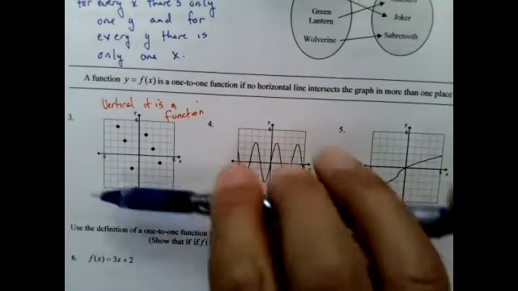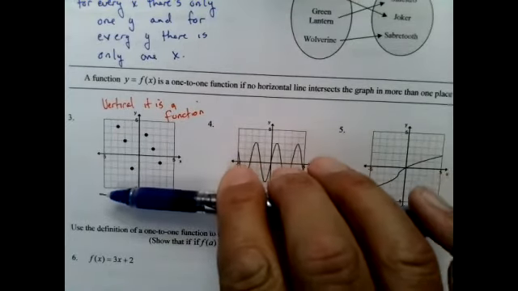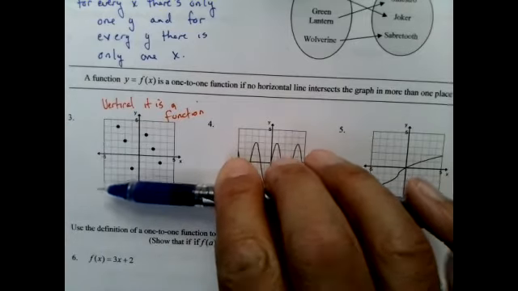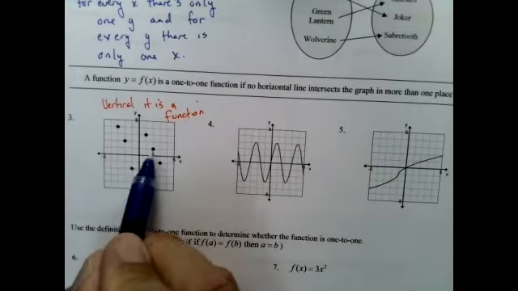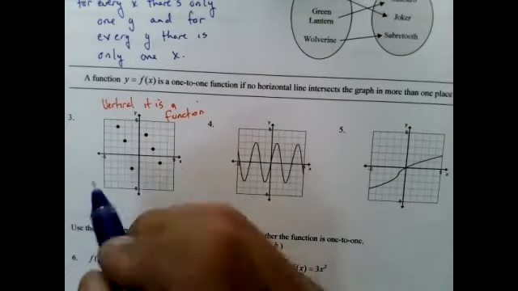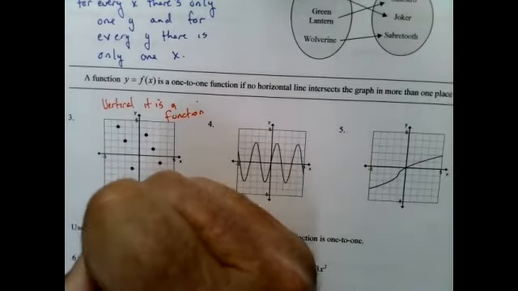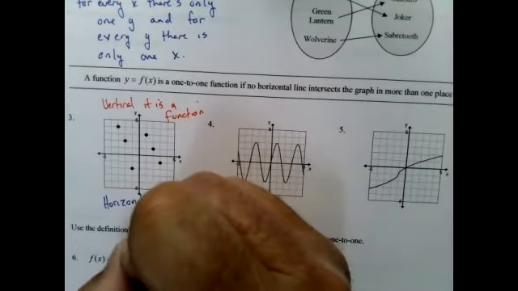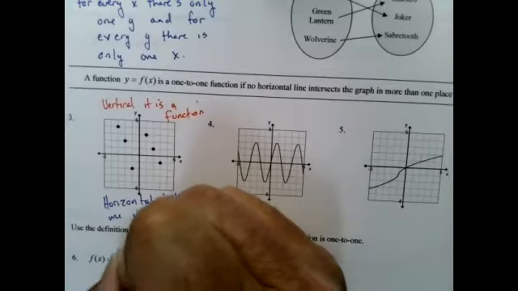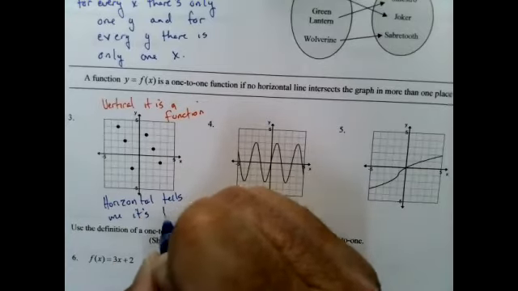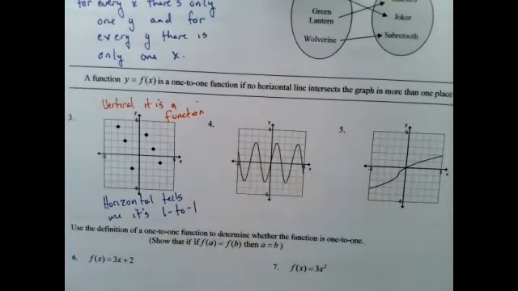Now, is it a 1-to-1? Well, if I look at my y's, there's only one x, there's only one, there's only one, there's only one. Yes, so horizontal tells me it's 1-to-1. 1-to-1.